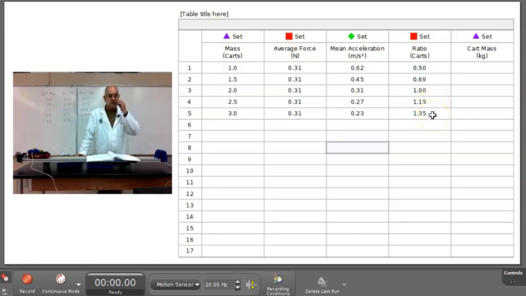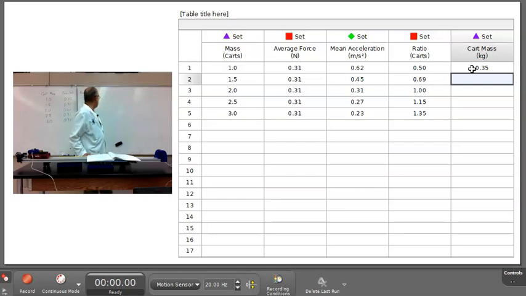Now, here comes an interesting thing. We can actually do something about this. According to the discussions, the numbers you calculated in this ratio should be the masses of the objects in kilograms. Well, it turns out that the cart masses in kilograms are, in the first case, 0.35. Then it's 0.525.